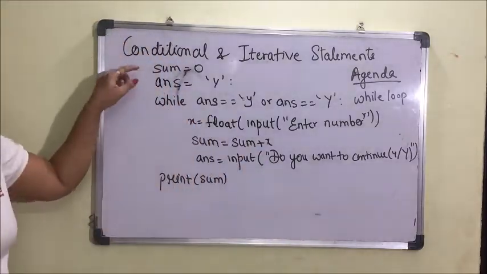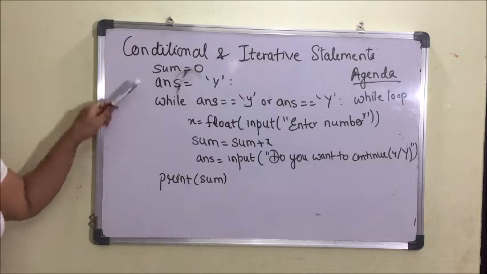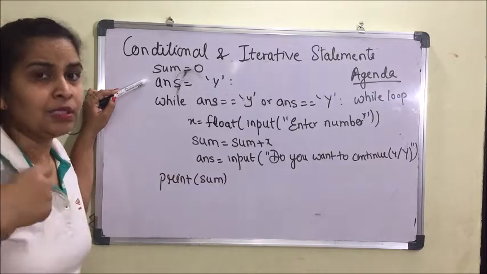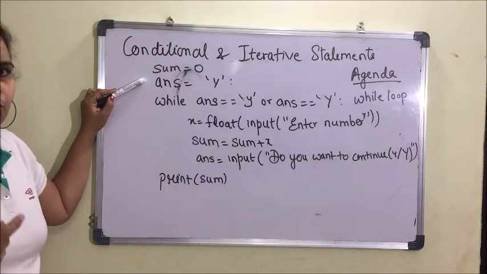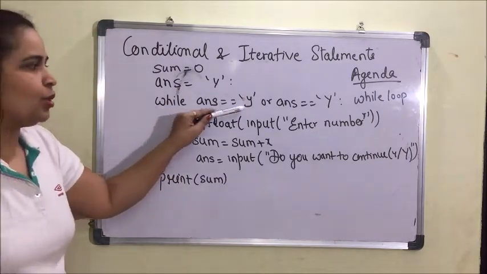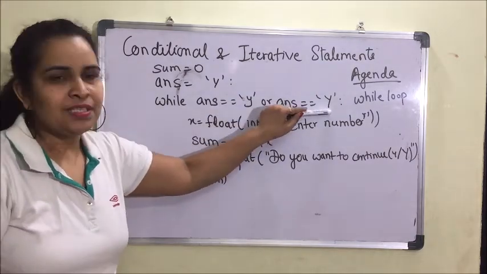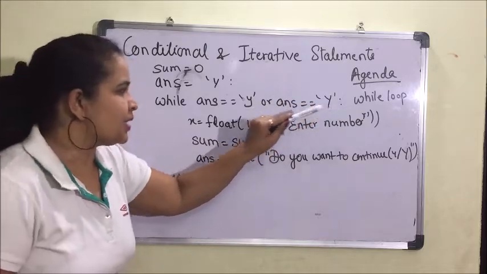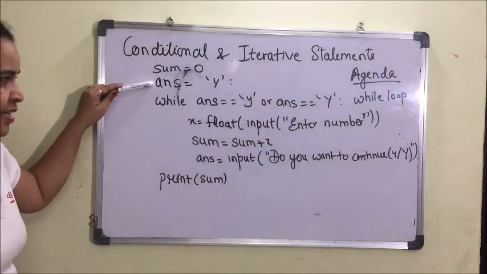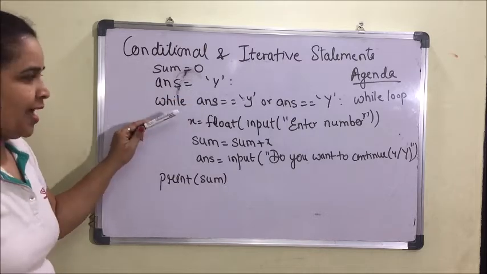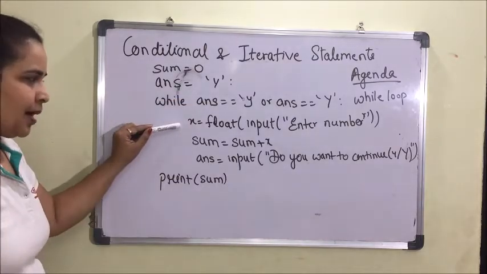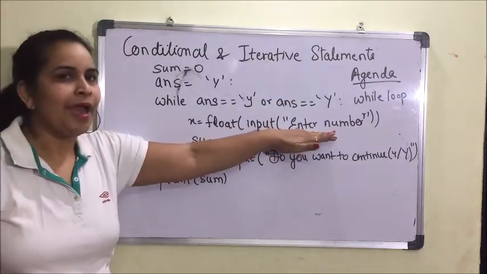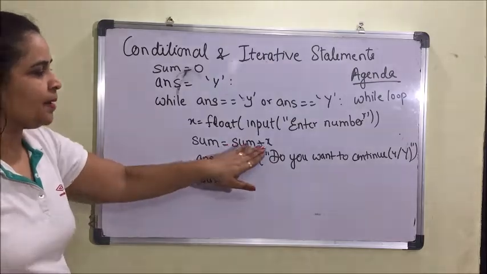So how will it work? sum is equal to 0 initially. ans is equal to 'y'. We have taken a variable which can check the condition, whether the condition is true or not. While ans is equal to 'y' or 'Y', meaning the user can enter a capital or small letter. Initially ans is 'y', so this condition is true and at least one time it will execute. It will come here, float input, enter number. This is the number which we want to add. So sum is equal to sum plus x.